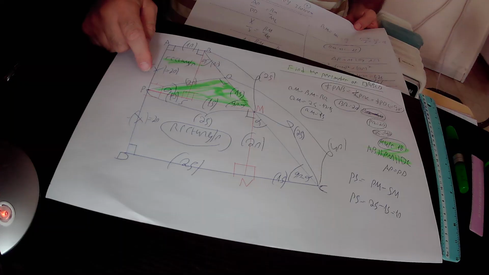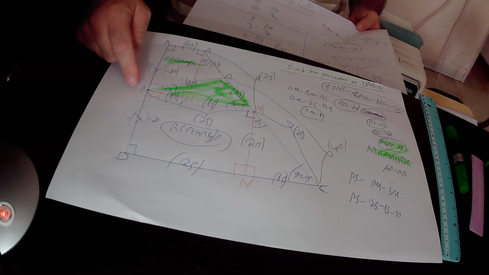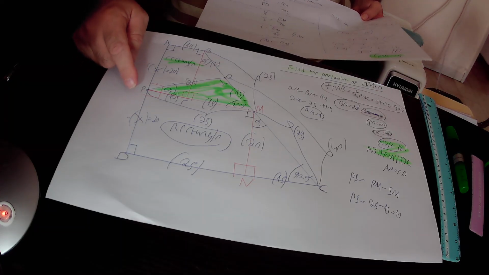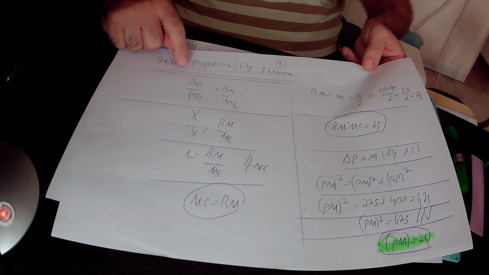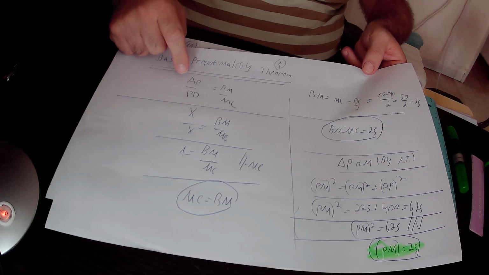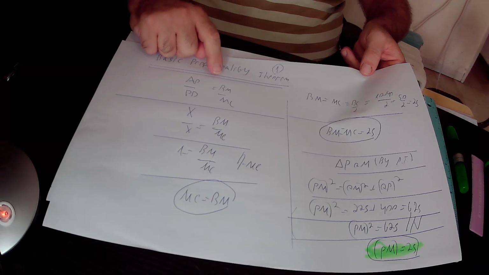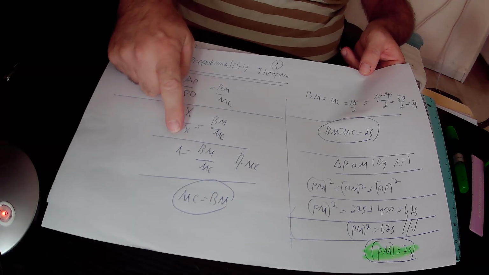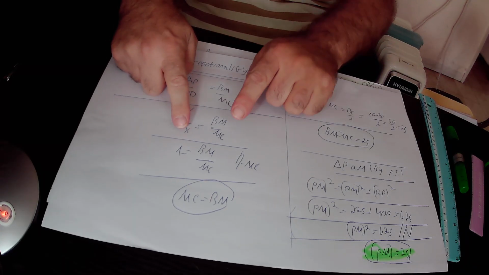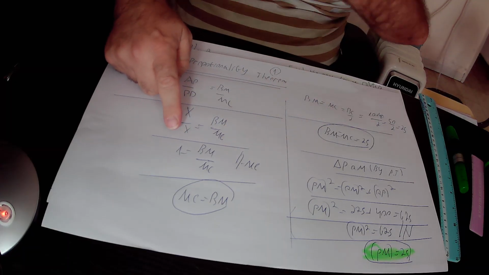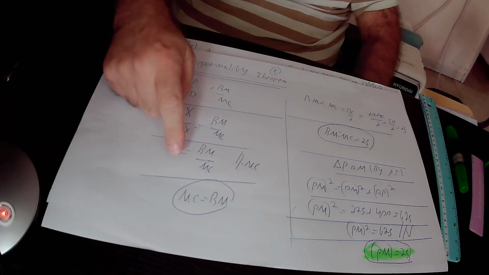So if we define AP as x, then PD must also equal x because they are equal to each other. We substitute AP by x and PD also by x, and this equals BM over MC. x over x is 1. So 1 equals BM over MC. Here we multiply this equation by MC and find out that MC equals BM.